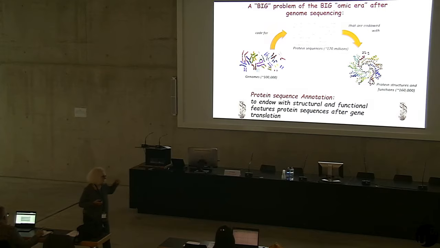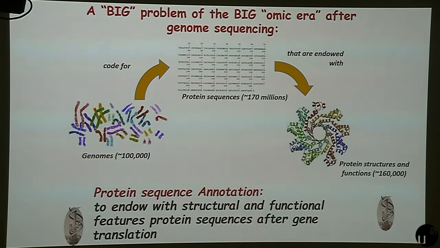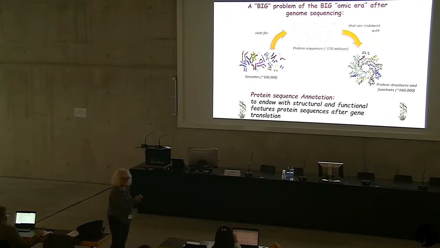What is annotation? Protein sequence annotation is the operation of endowing protein sequences with structural and functional features after gene translation, and this is the real problem. We know nowadays perhaps some 100,000 genomes, and the number is increasing and increasing. We have 170 million protein sequences in the databases. How many structures do we have? At least three orders of magnitude fewer than the number of sequences. So in the PDB nowadays you have some 160,000 files, and you know that you don't want redundancy around, so in principle we know very little.